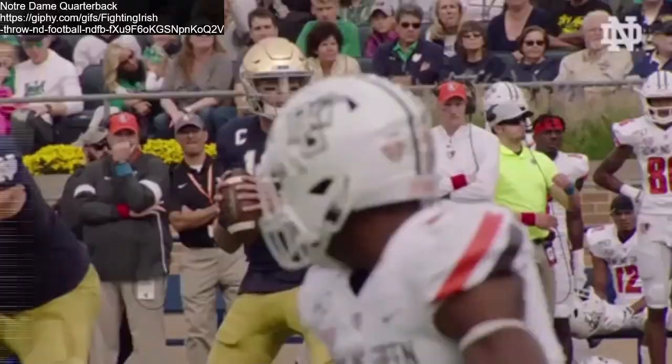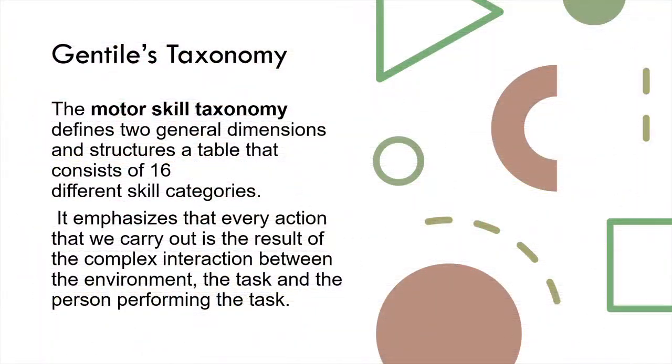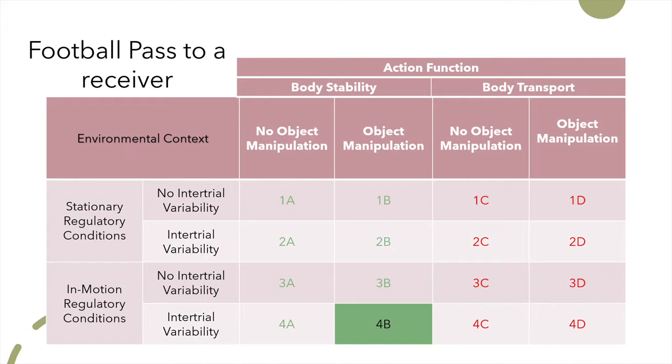The motor skill taxonomy defines two general dimensions and structures a table that consists of 16 different skill categories. It emphasizes that every action that we carry out is the result of the complex interaction between the environment, the task, and the person performing the task.